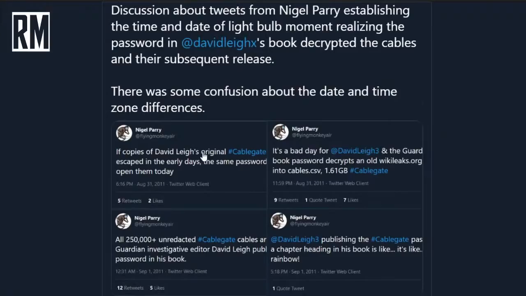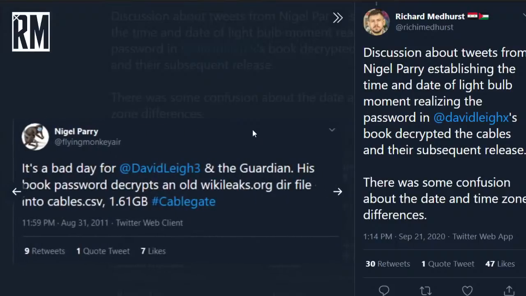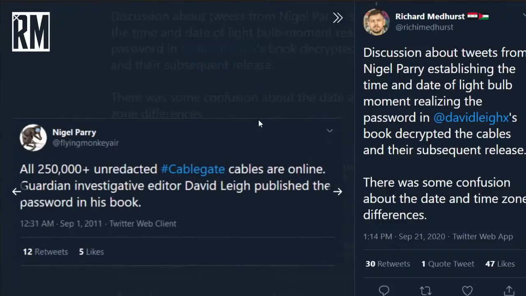So I actually found one even earlier than the one he was pointing out, but here are some of them. So this is from Nigel Parry, right? If you look here, this is August 31st, at 6 p.m. And he's talking about Cablegate, right? So the archives, the unredacted. You see? So he put two and two together.